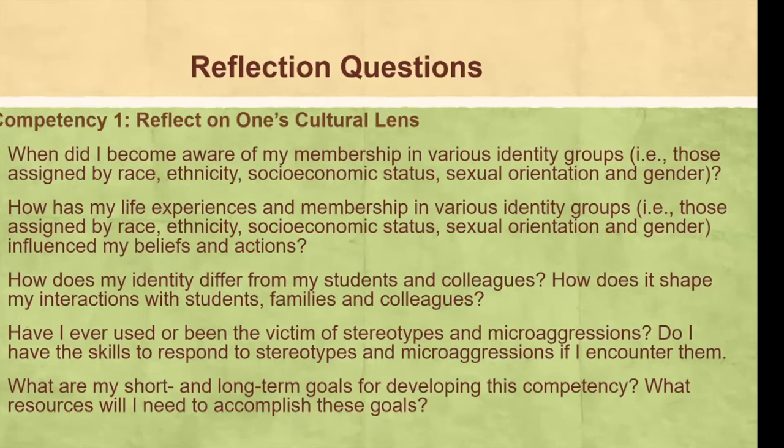Those are the things that really make you think about how the relationships of your identity, or your connection to those groups, impact how you view the world, impact what you do and how you do it, impact your ethics, since that question came up. And how does my identity differ from my students and colleagues? How does it shape my interaction with students and families and colleagues?